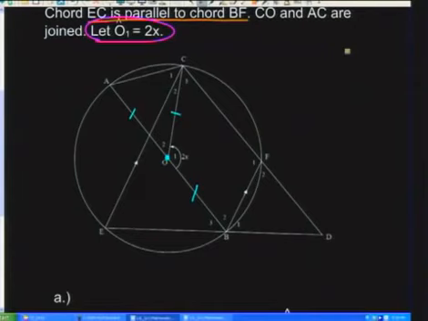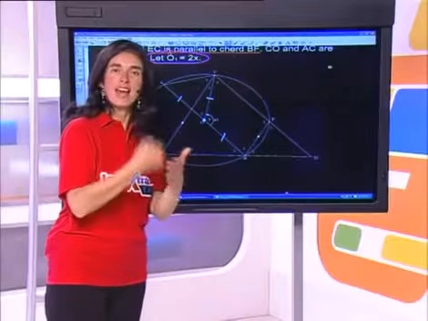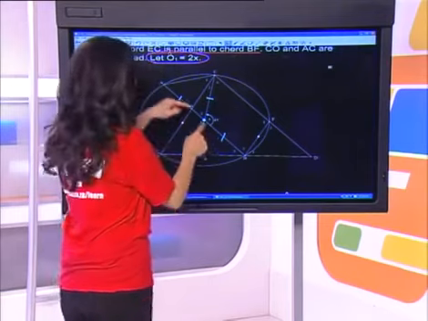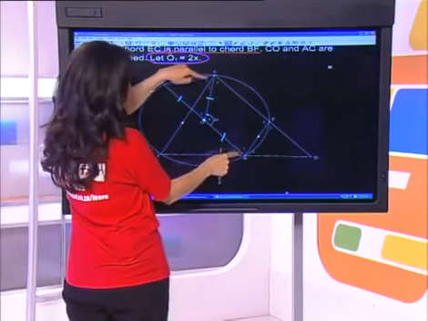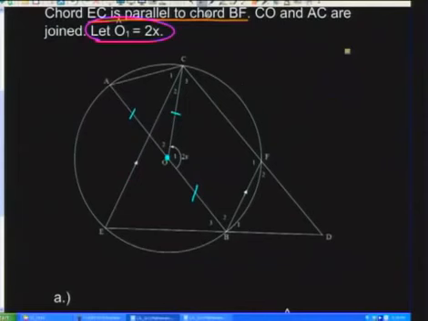I've got a center angle. It's subtended from CB. It's 2x. Who am I going to find? Angle at the center, I must have its partner at the circumference. Go and find the angle at the circumference. There we go. So angle E is half of that, so angle E must be x.